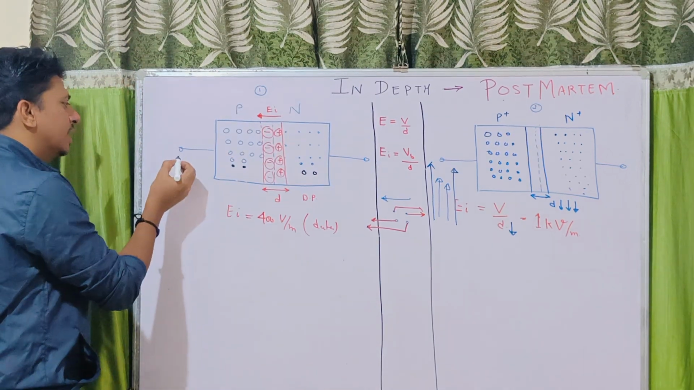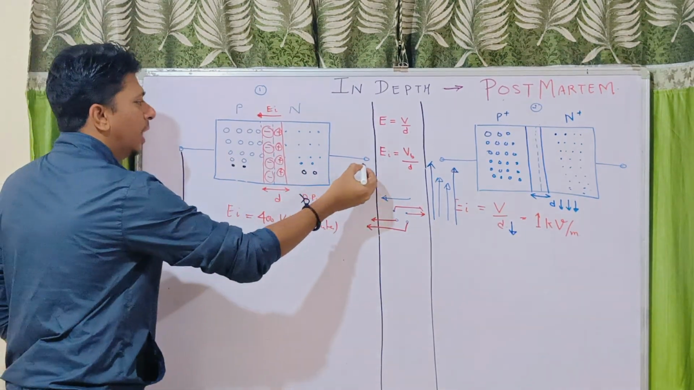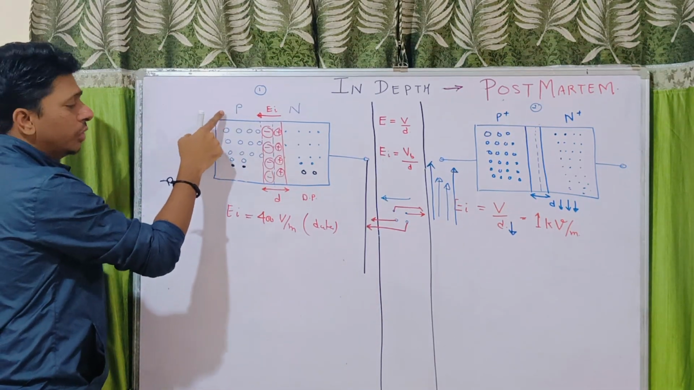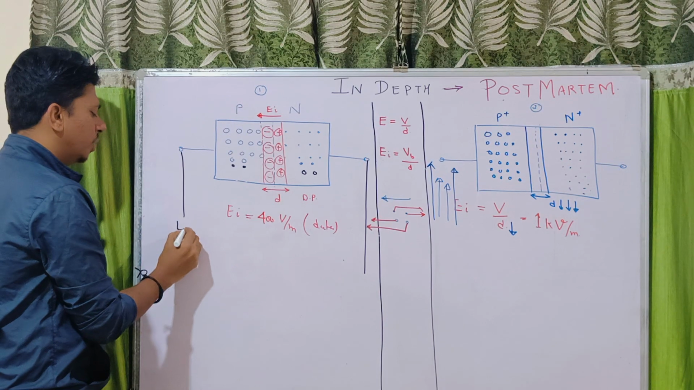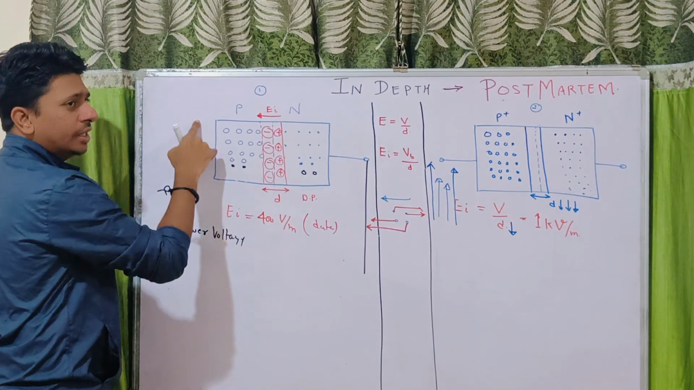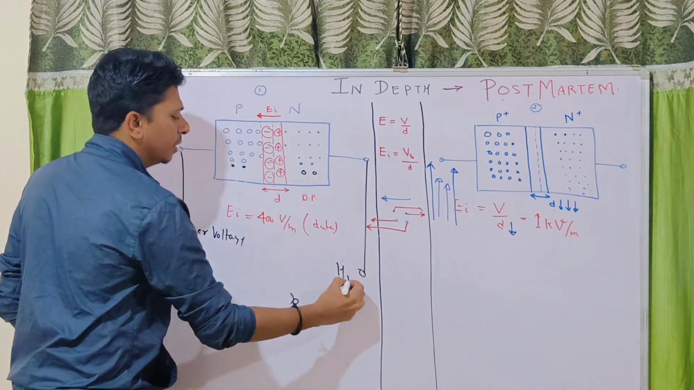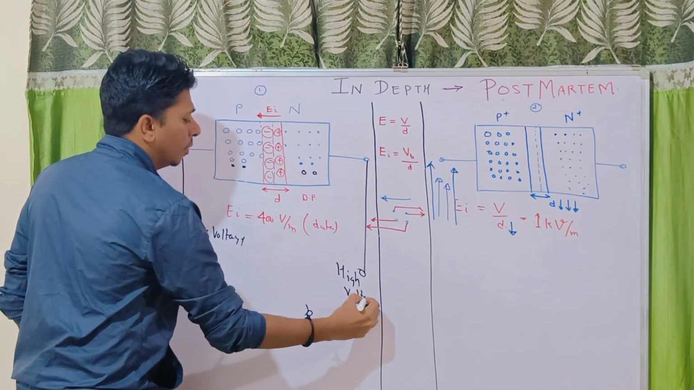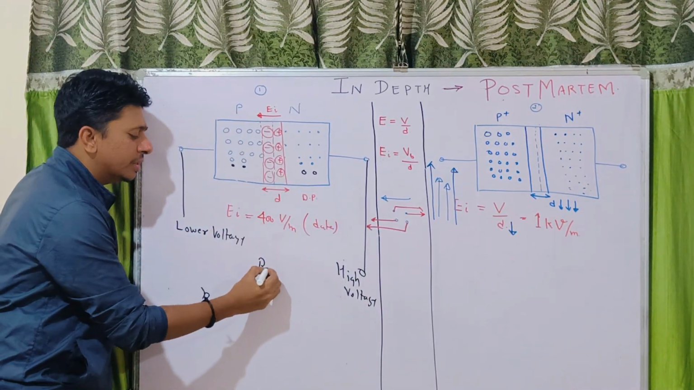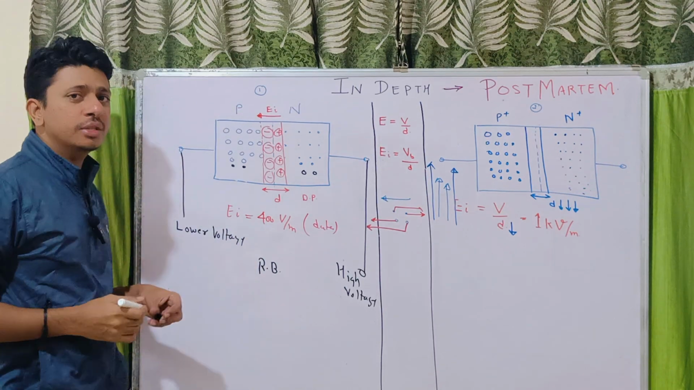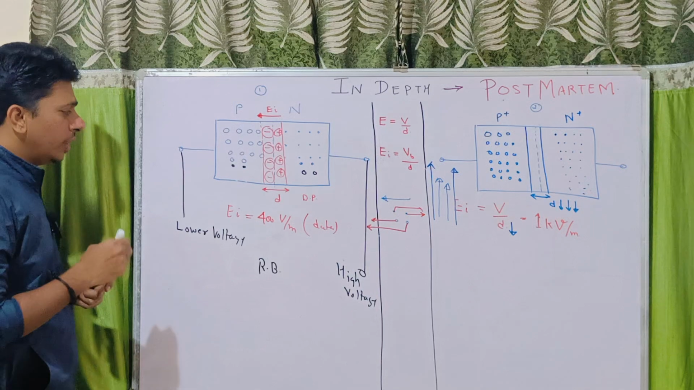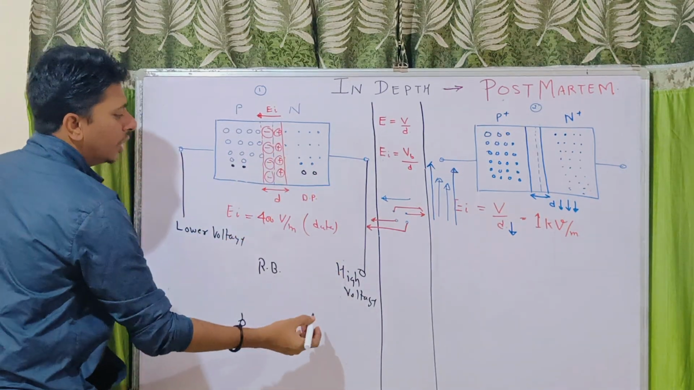So in the reverse bias case, we are going to apply the negative voltage or lower voltage to the p type. That means I am going to apply lower voltage to the p type and the higher voltage to the n side. This will result in reverse bias, and I will do this by slowly increasing the voltage. Now if you see this case, what will happen?